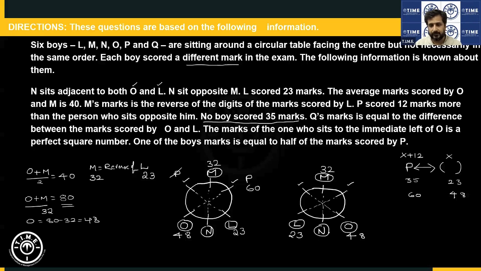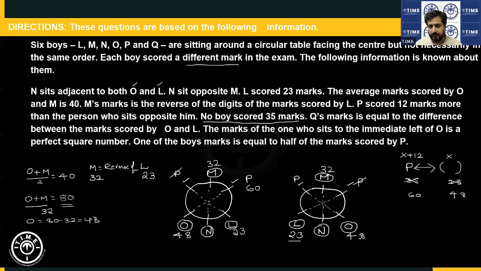Now let's move on to the second case. Even in this case, if I try to place P here, the person opposite to P scored 23 marks, so P must have scored 35 marks. But no one scored 35 marks, so P cannot be here. Now the only place possible for P is here.